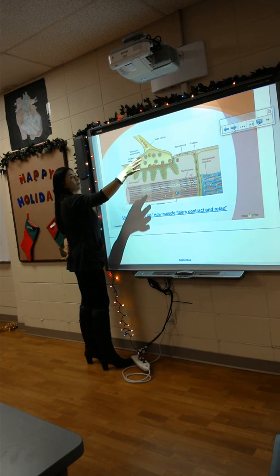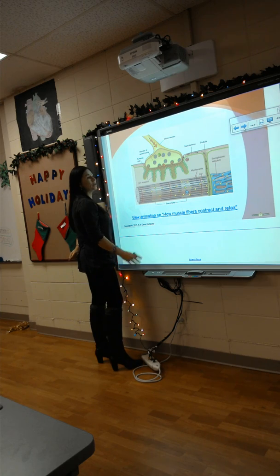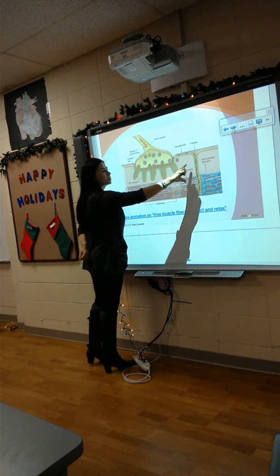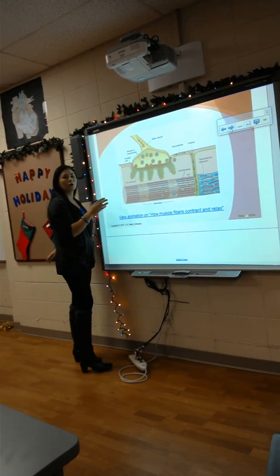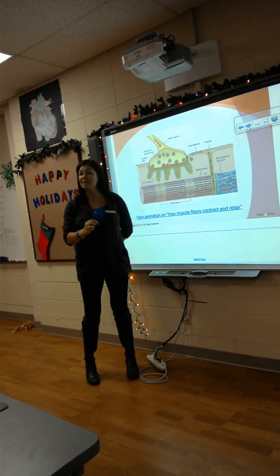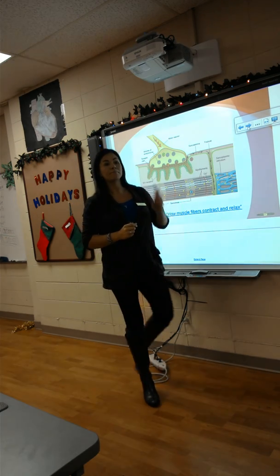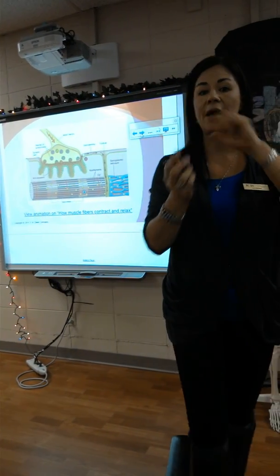Let me back up. Let me tell you what this actually is. So this motor neuron and your muscle cell, all this together is called a neuromuscular junction. Neuro meaning nervous system, muscle meaning muscle, junction, the two places that they come and communicate.